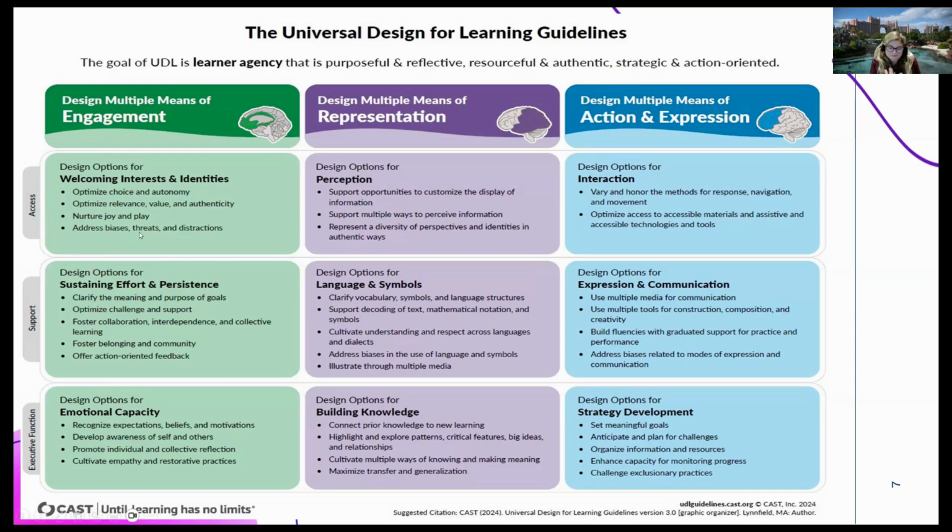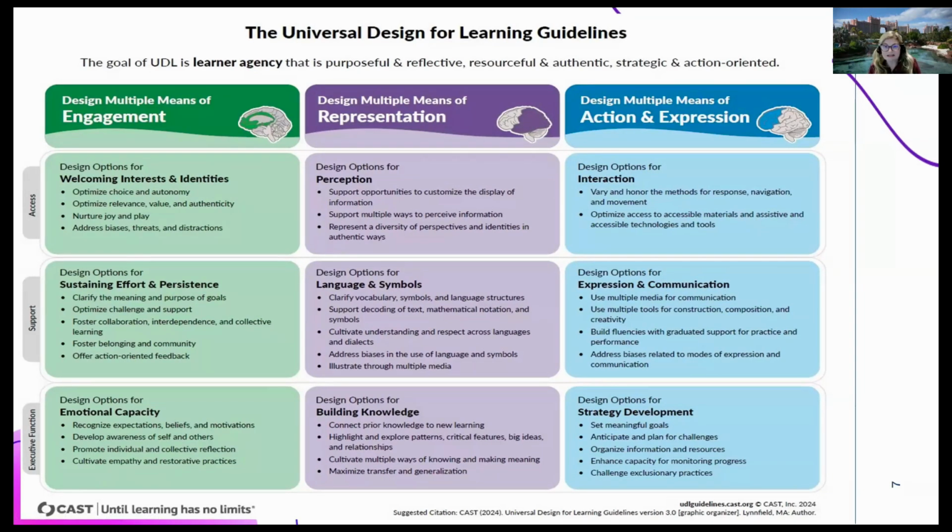The next guideline, my favorite guideline, nobody picked it, but that's okay. I'm not upset or anything. My favorite guideline, representation, design for multiple means of representation, focuses on representing different identities and perspectives and valuing multiple ways of knowing and interpreting knowledge. A new consideration within this guideline is designing options for building knowledge. That one's located right down there, right? This focuses on connecting prior knowledge to new knowledge.